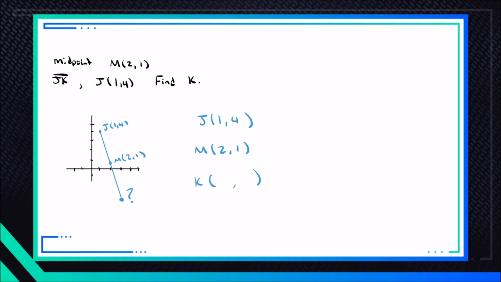Now, notice that the difference between 1 and 2 is a +1. So if we add 1 there, we should be up to 3. And then the difference from 4 to 1 is subtracting 3. So if we subtract 3 again, we'll be at a -2. So K's point is, in fact, 3, -2. I know the scale's a little off, but the practice is still there.